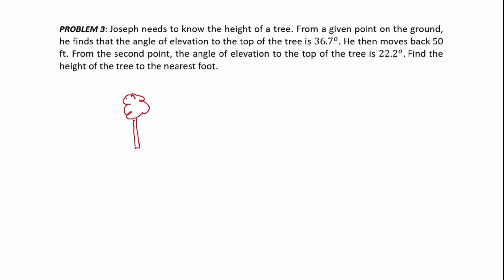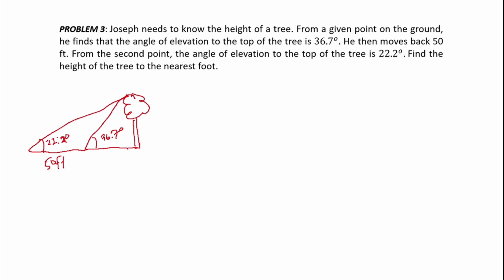First, from a given point on the ground, he finds the angle of elevation is 36.7 degrees. If this is the angle of elevation from the point of reference, horizontal, it forms 36.7 degrees. And he moves backward 50 feet. From the second point, the angle of elevation to the top of the tree is 22.2 degrees.